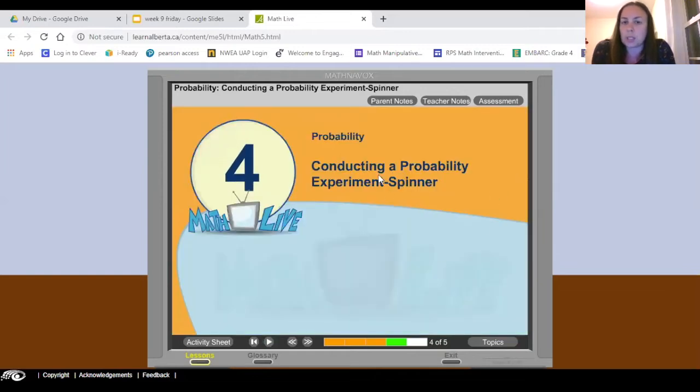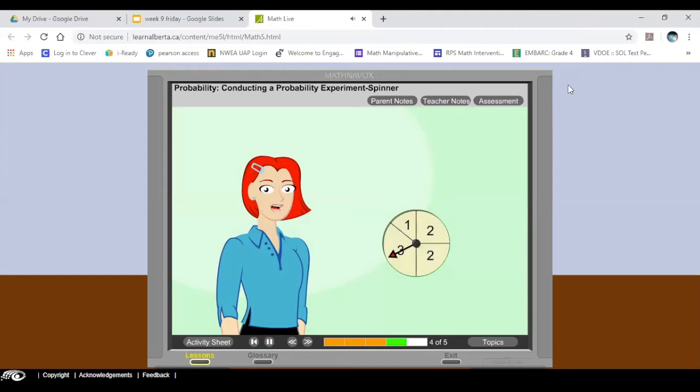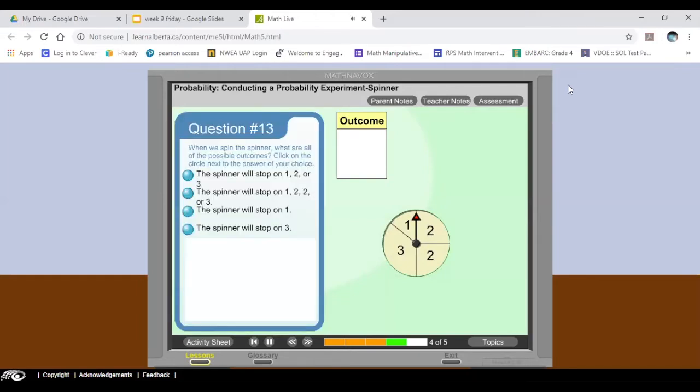So now we're going to conduct a probability experiment using a spinner. Let's conduct a different probability experiment. This time we will determine the probability of spinning a particular number on this spinner. First, we must determine all of the possible outcomes of spinning this spinner. When we spin the spinner, what are all of the possible outcomes? Click on the circle next to the answer of your choice.